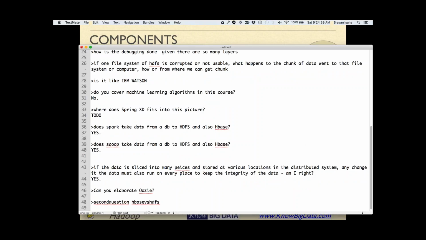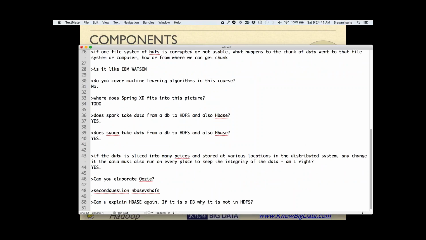Jubair's question is, can you explain HBase again? If it is a DB, why is it not in HDFS? HDFS is not a database. HDFS is a file system, like your C: or D: drive, right? We needed a new file system so that we can store data on a network, okay? While HBase is a database. Make sense to you? Like you have MS SQL, MySQL, that is kind of HBase.